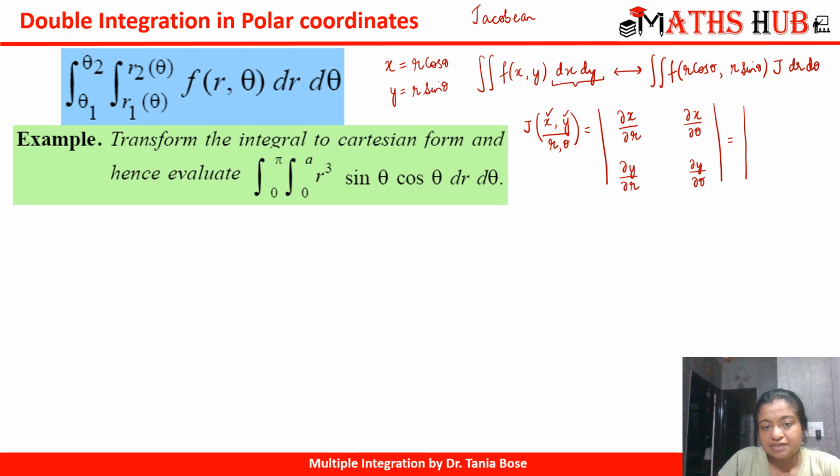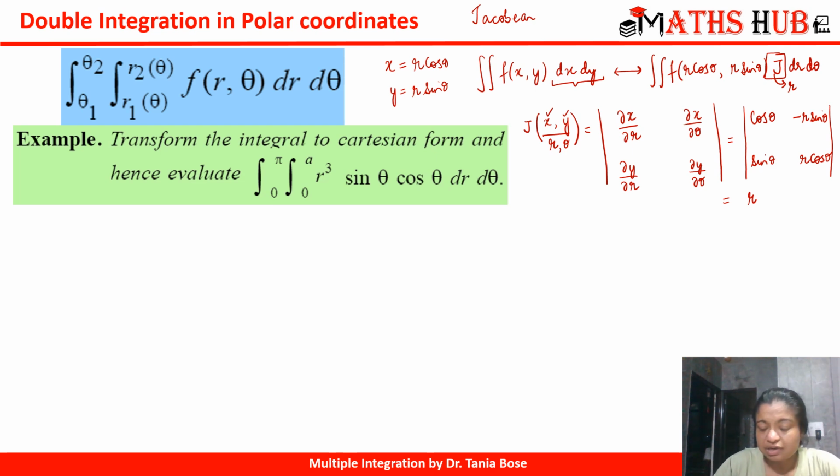Now when x is r cos theta, del x by del r will be cos theta and del x by del theta will be minus r sin theta. Similarly, del y by del r will be sin theta and del y by del theta will be r cos theta. Now when you take the determinant of this matrix, you will get r cos square theta plus r sin square theta, which is equal to r. So whenever we are converting a Cartesian system dx dy to polar system, the Jacobian will become r. So it is r dr d theta, right?